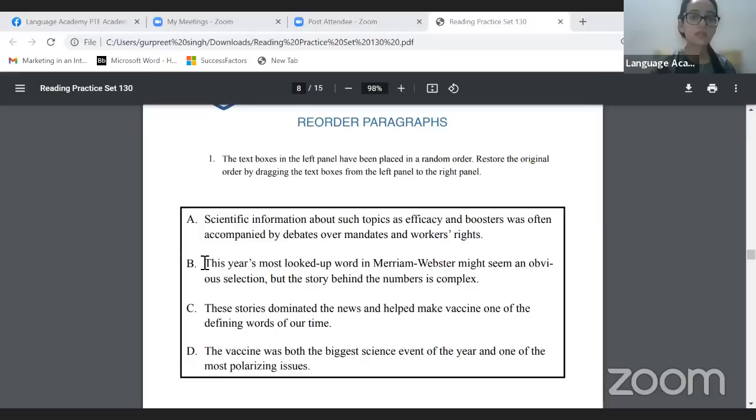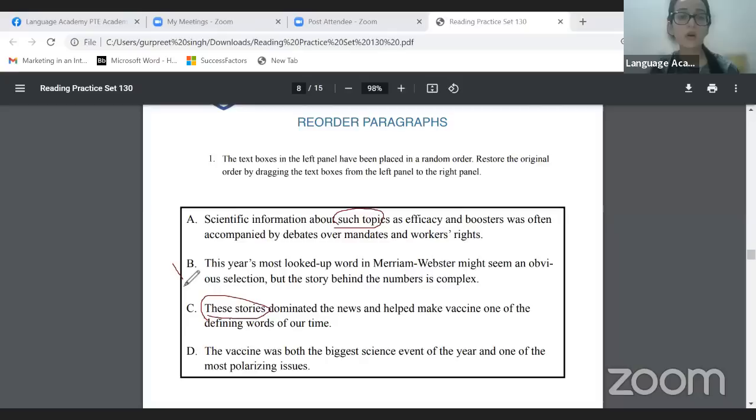Found it confusing? Must have missed the words such topics, which means you have to first talk about some topic. These stories, so there should be stories coming before this sentence. The first sentence was not D, it was B, because B is more general, B is broader than D. D sentence is only talking about vaccine. B sentence is talking about the year's most looked up word in Merriam-Webster, which is a dictionary.